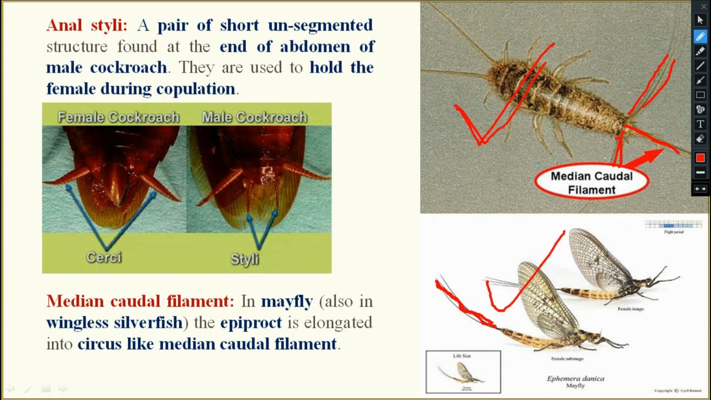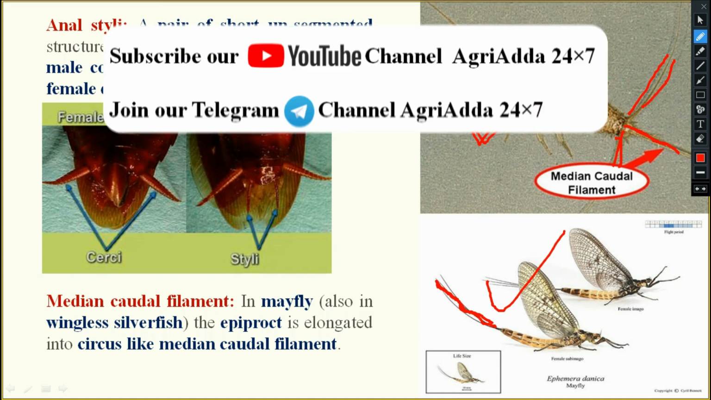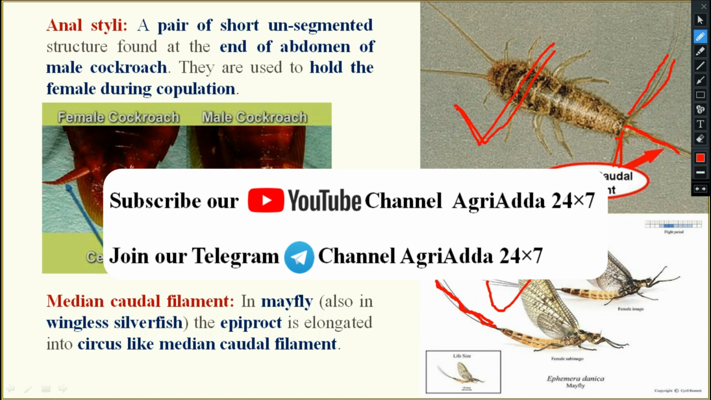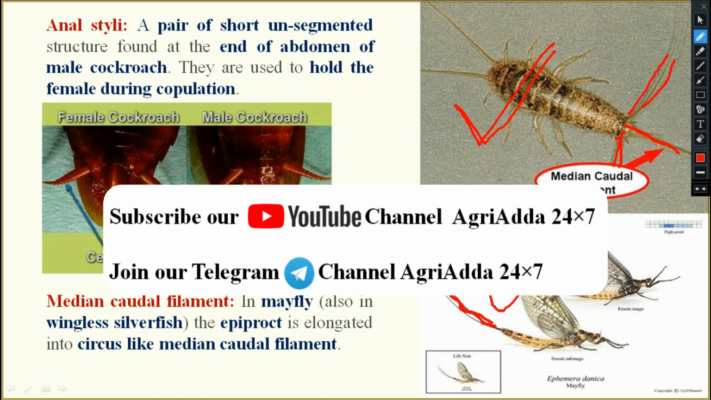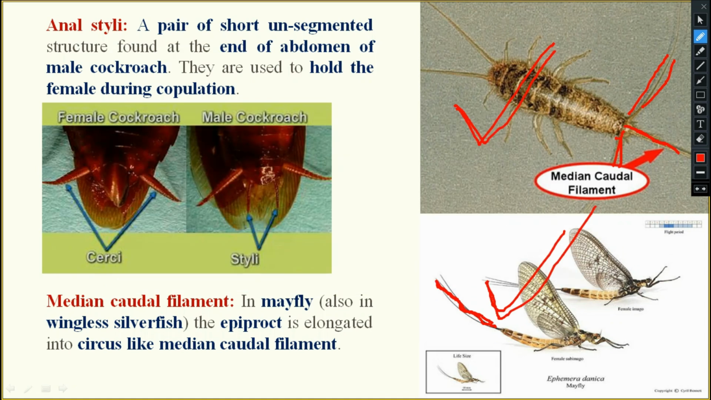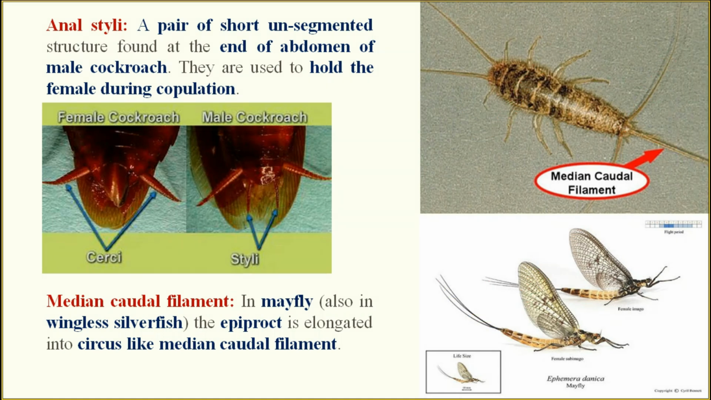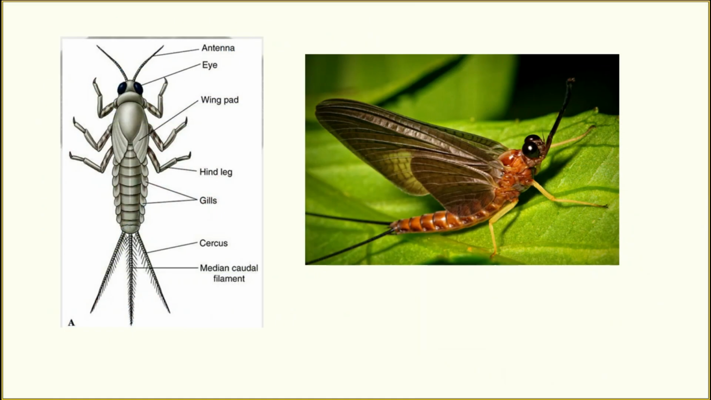Silverfish belongs to which order? Thysanura. Mayfly belongs to which order? Ephemeroptera. Silverfish is Thysanura and mayfly is Ephemeroptera. Like this it will be there. This is the mayfly.